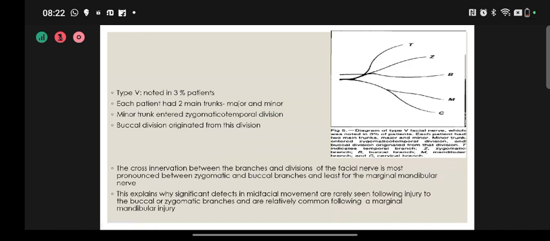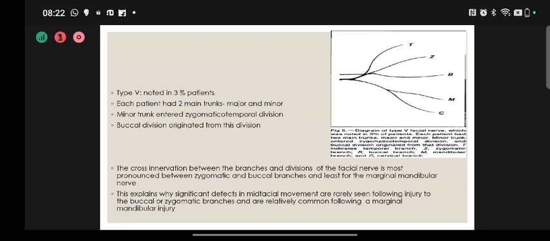So what really happens is that in each patient, instead of one main trunk, there are 2 main trunks. One is major and one is minor. The minor trunk enters the zygomaticotemporal division, and the buccal division originates from this division.